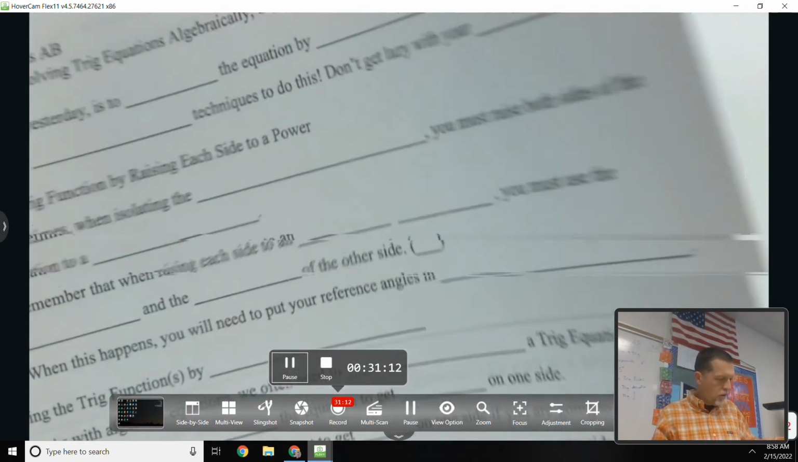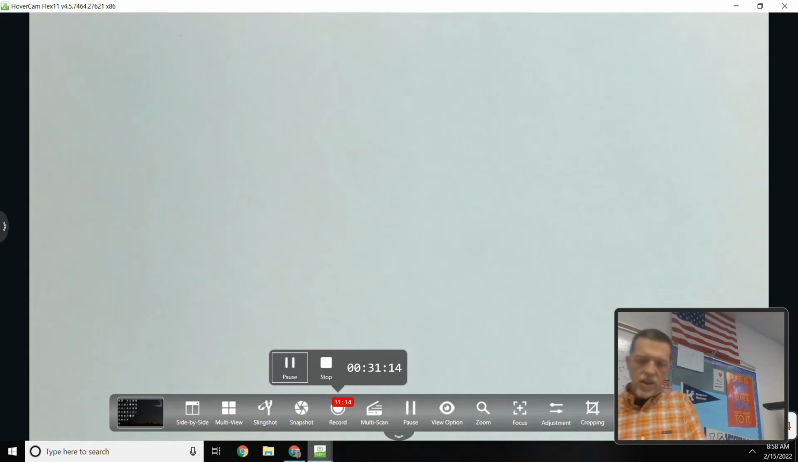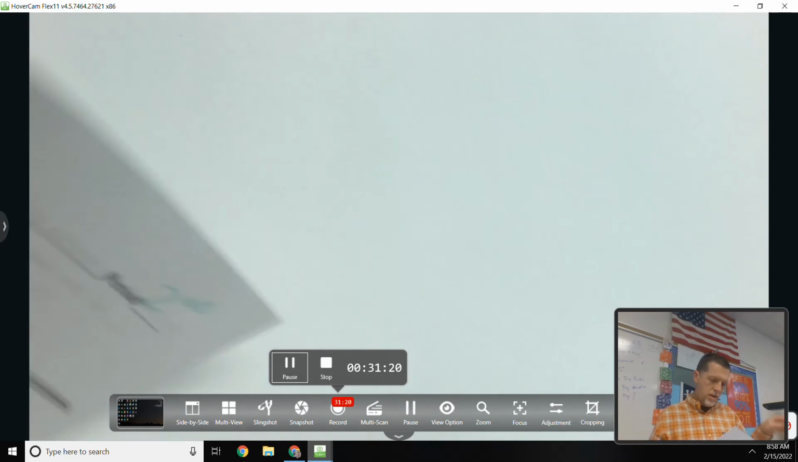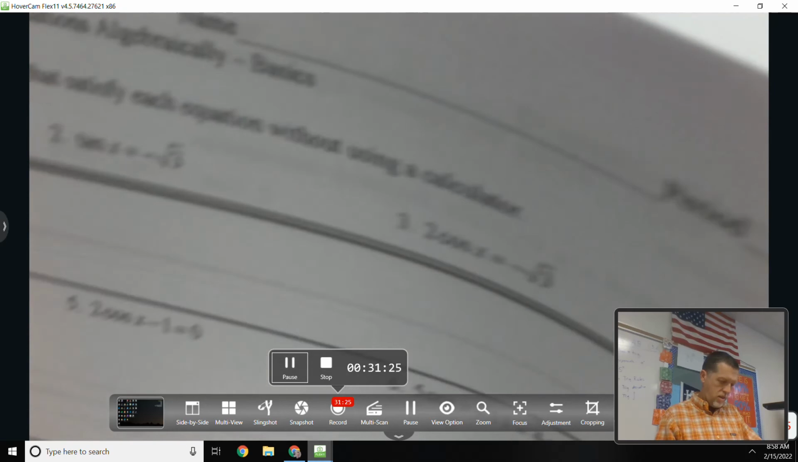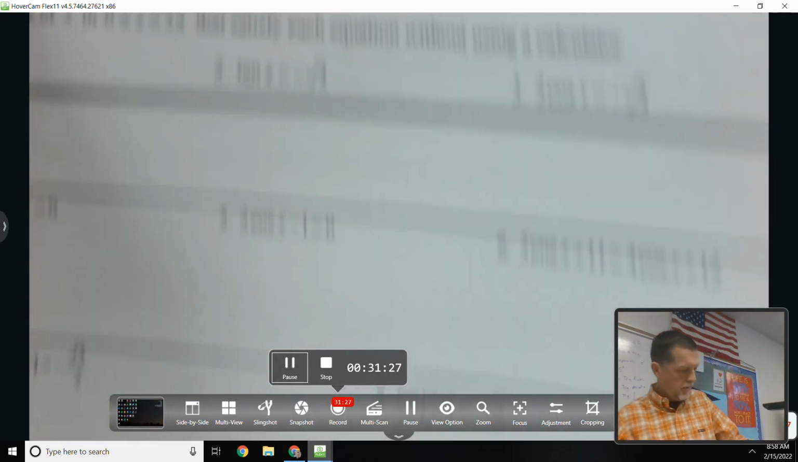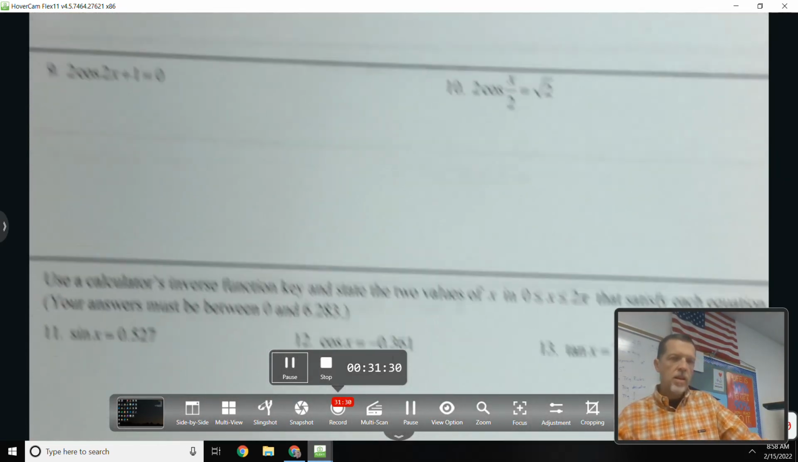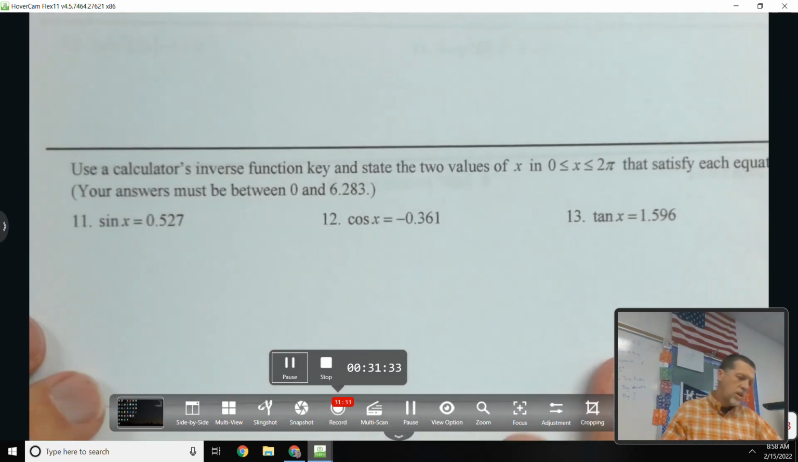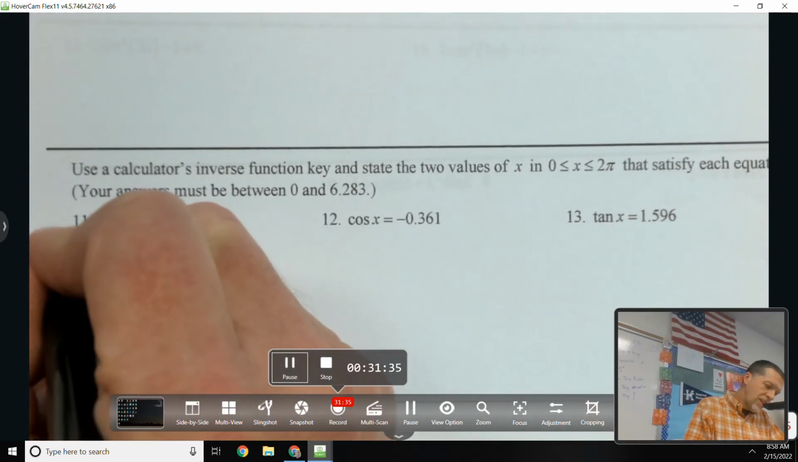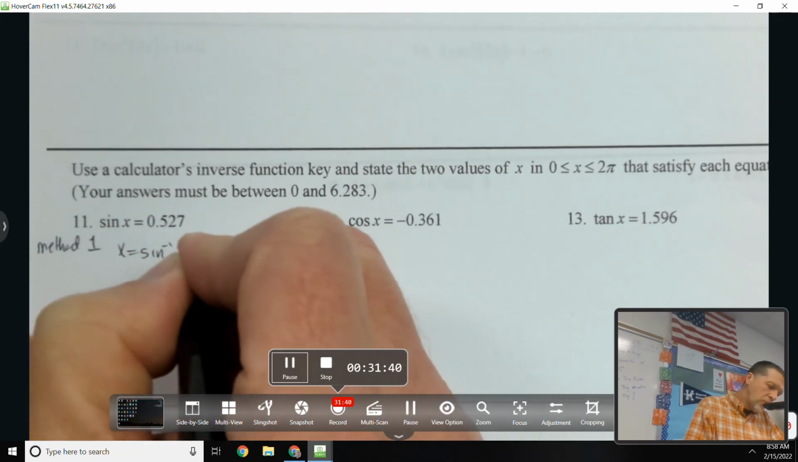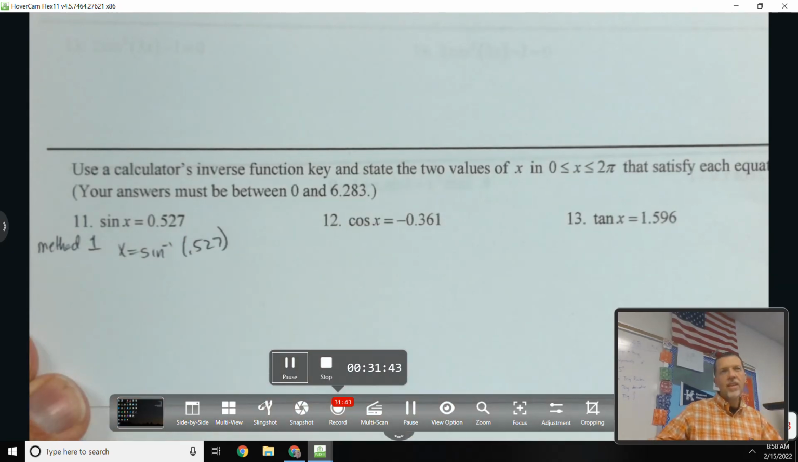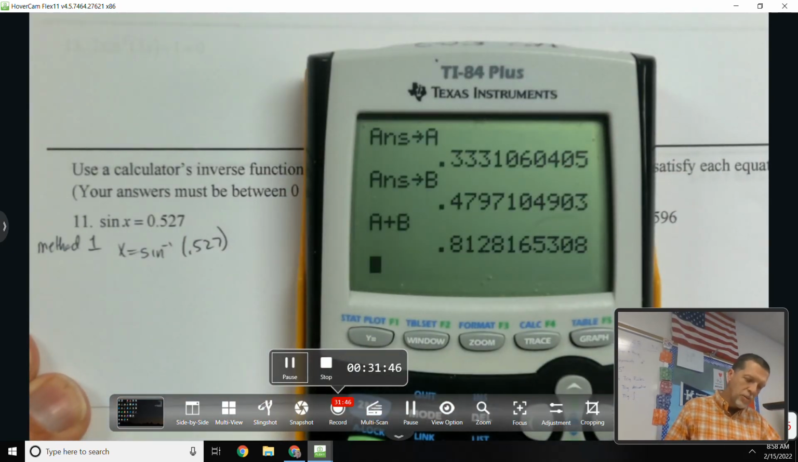So let's pass on number 5 and instead jump to the worksheet, because this happens at number 11. Okay, so 2 methods. Method 1, x equals inverse sine of 0.527. So this appears to be the easier method when you start off.